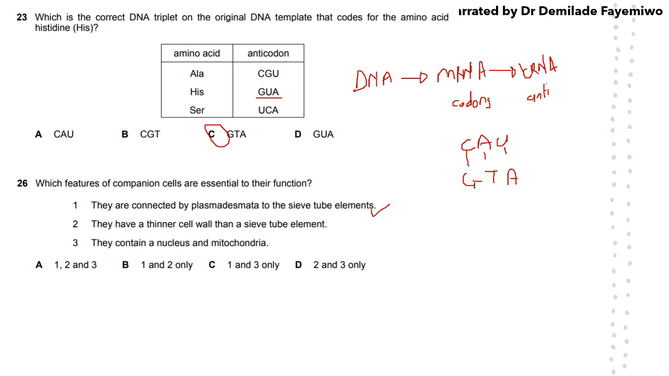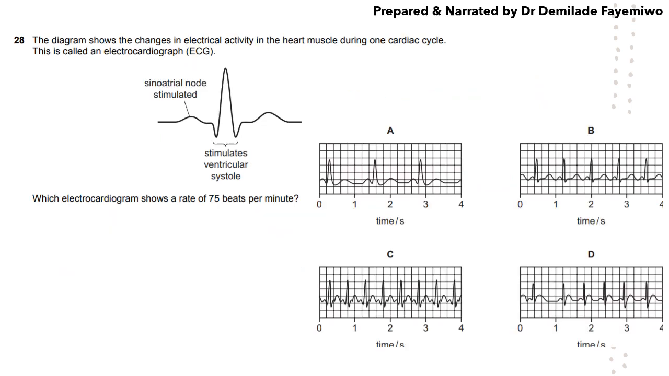to the sieve tube elements that are used to transport sucrose. And then 2 says they have a thinner wall than a sieve tube element. That's actually not true. The companion cells are metabolically active and quite strong cells. They have a nucleus and mitochondria. That is true. Just like I said, they are metabolically active, and that is how they're able to aid in the transport of sucrose. And so that tells us then that only option C could be possible, because all the others have 2 in them, and so 2 is not an option.